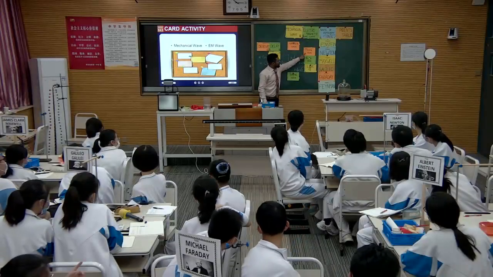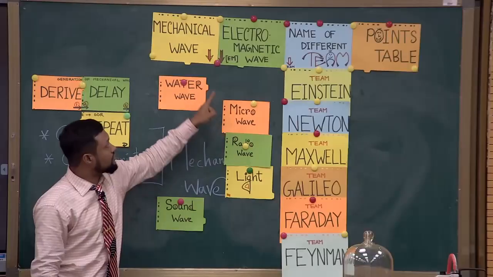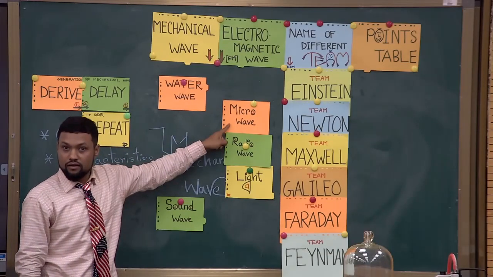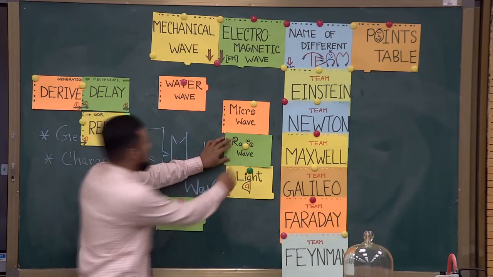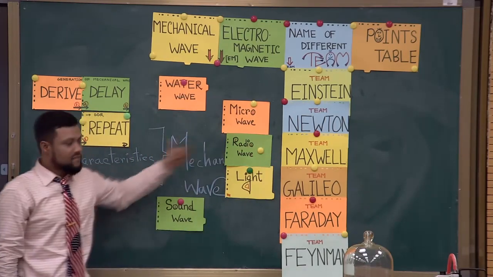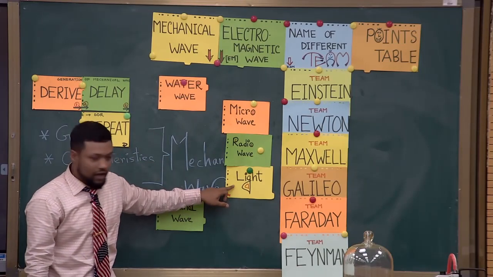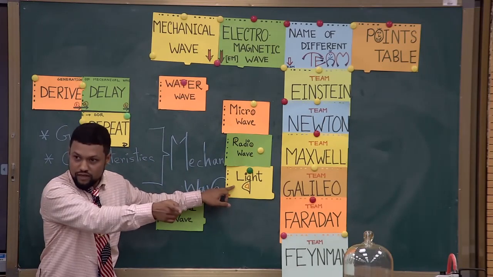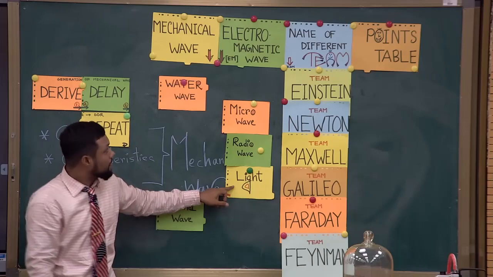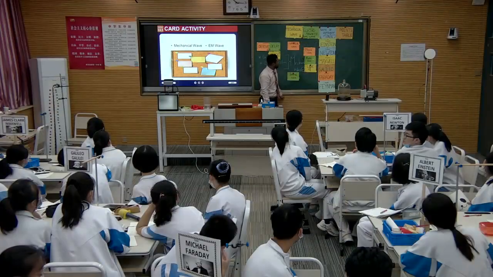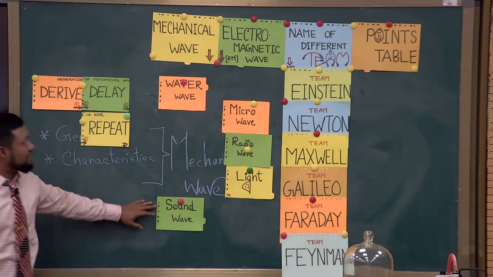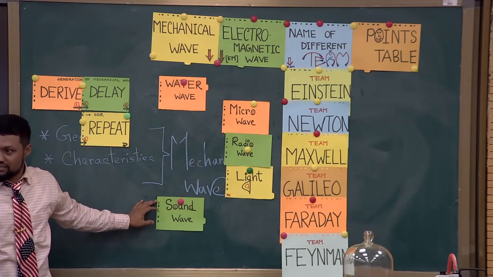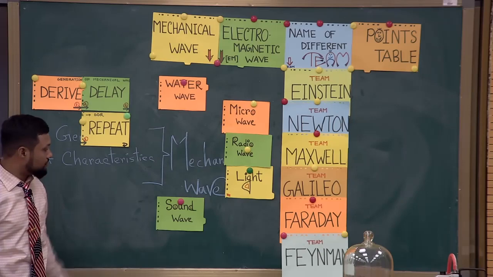And also, Team Newton, microwave is the electromagnetic wave, right? Yeah. Good, right. The Maxwell group, radio wave is also an electromagnetic wave, right? Yeah. Good. And the Galileo group, light, I showed you at the beginning. So light is also an electromagnetic wave: light, radio wave, and microwave. And also the sound wave is what? Mechanical wave, because it needs a medium to travel.